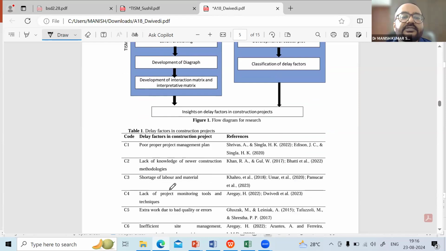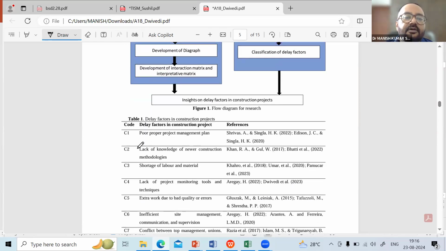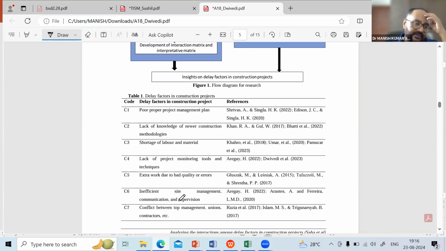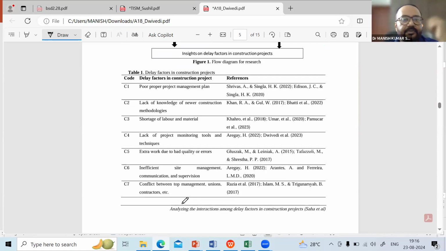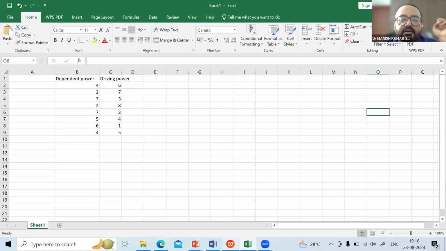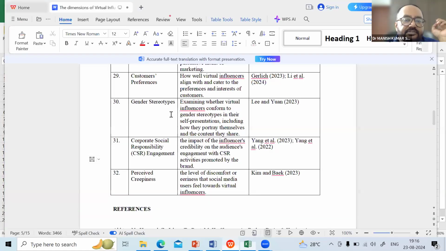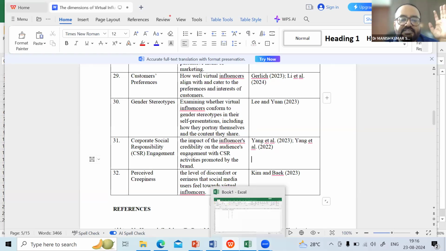So anyway, first you are defining your delay factors. For example, we are talking about this particular paper. So these are factors, and here these factors are supported by data, which is published papers. They are taking the help of published papers, as I told you. So here also, published paper data and explanation. That kind of basic thing you have to do. So that is the first stage. You are defining your variables, your enablers or factors.